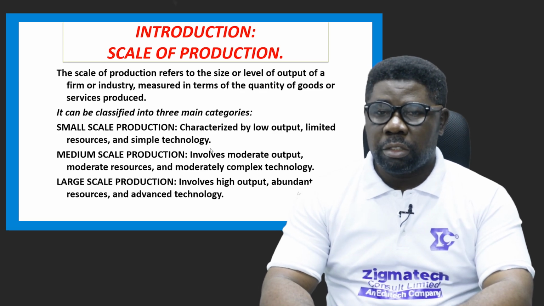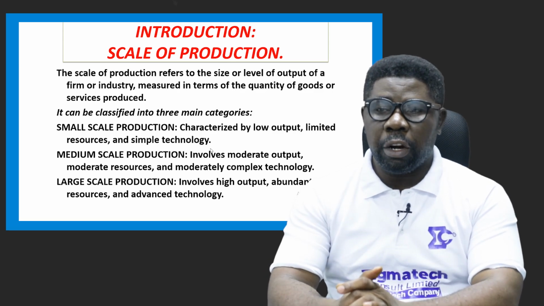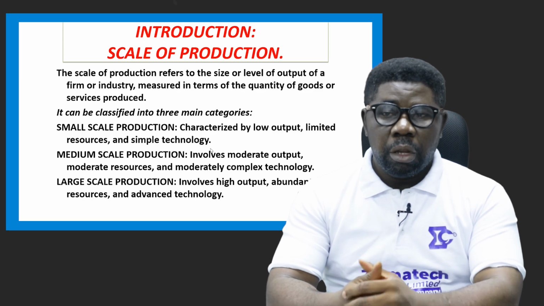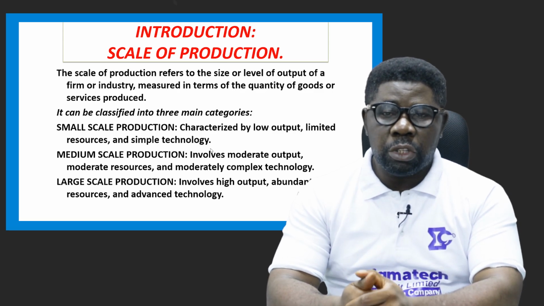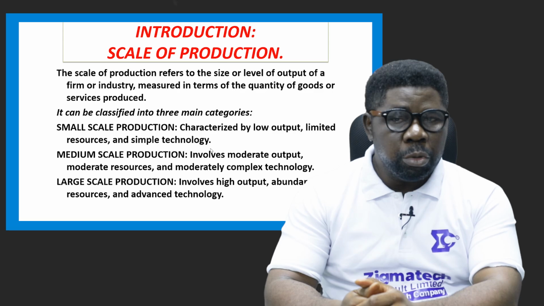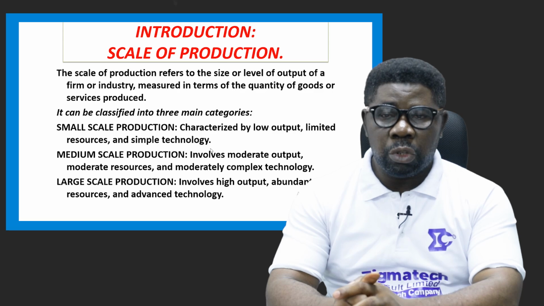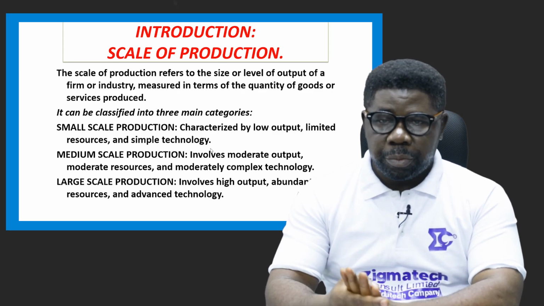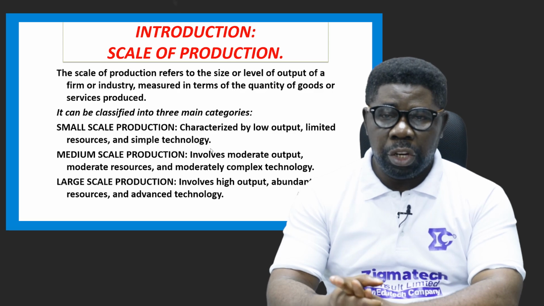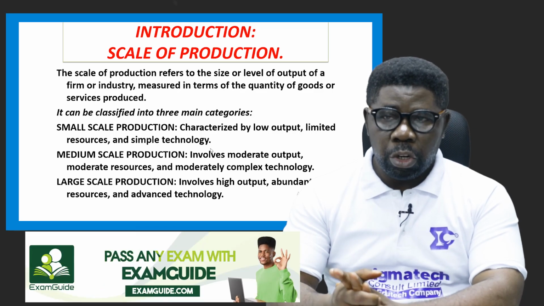What's a scale of production? This refers to the size or level of output of a firm or industry measured in terms of the quantity of goods or services produced. In terms of what? Quantity of goods and services produced. The size or level of output of a firm or industry as far as it has to do with the quantity of goods or services produced. These can be classified into 3 categories: small scale, medium scale, and large scale production.